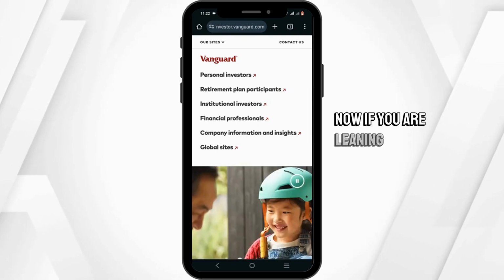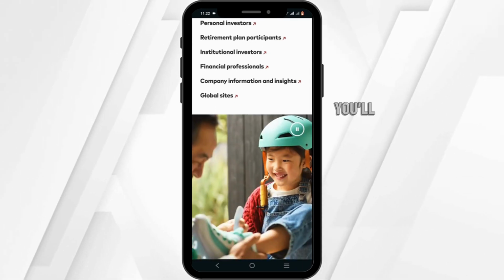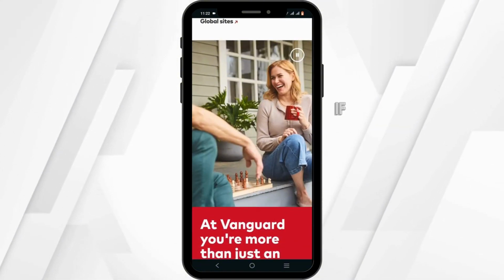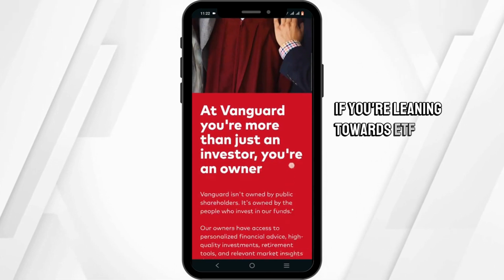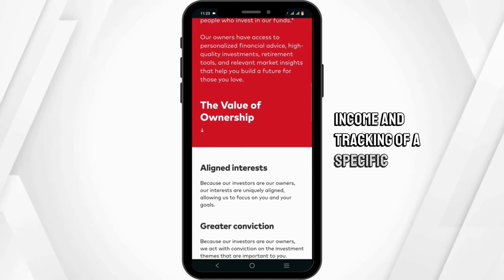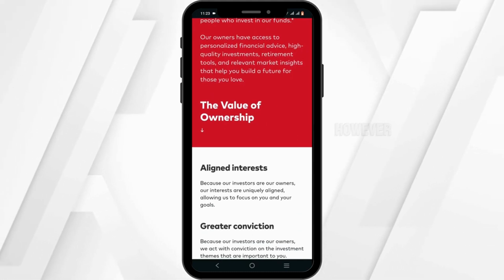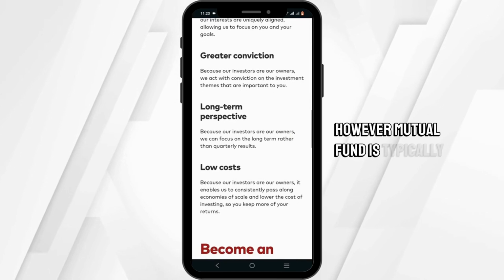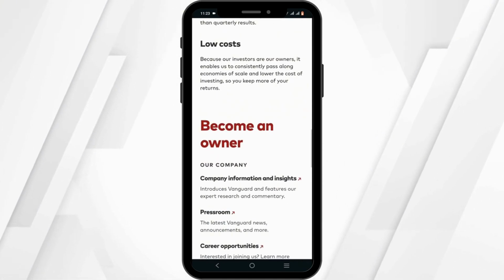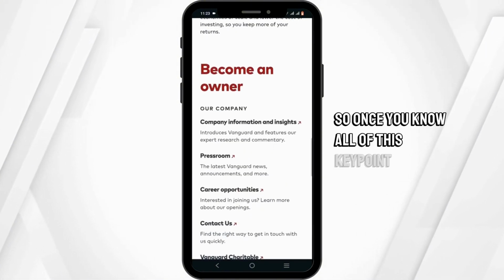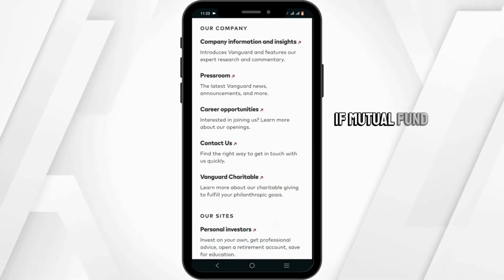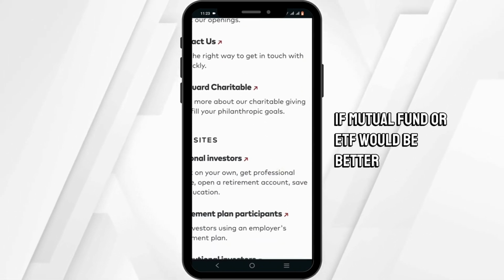Now, if you are leaning towards mutual fund, you'll be aiming for a long-term growth and income. However, if you are leaning towards ETF, it is designed for growth, income, and tracking of a specific index. However, mutual fund is typically higher in expense ratio than ETF. So once you know all of these key points, you can go ahead and decide for yourself if mutual fund or ETF would be better for you.